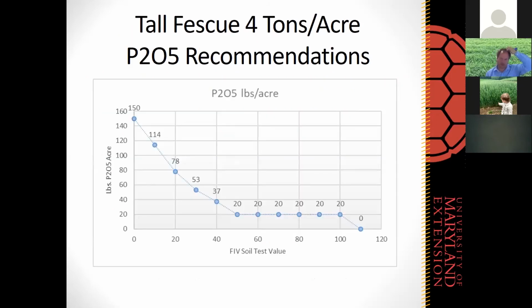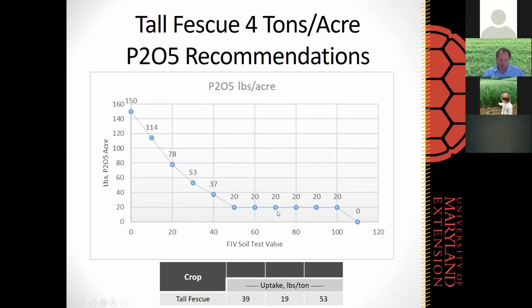So this is an actual recommendation that I pulled from Newman, our nutrient recommendation software. And you can see, across here on the x-axis is the soil test value. So we have a very low value, and you're going to get a much higher recommendation, 150 pounds of phosphorus. And that recommendation gradually decreases as we get into the optimal level. And basically, at the optimal level here, we're just putting on around 20 pounds of actual phosphorus. And when we get above 100 into the excessive level, that's going to drop off to 0.